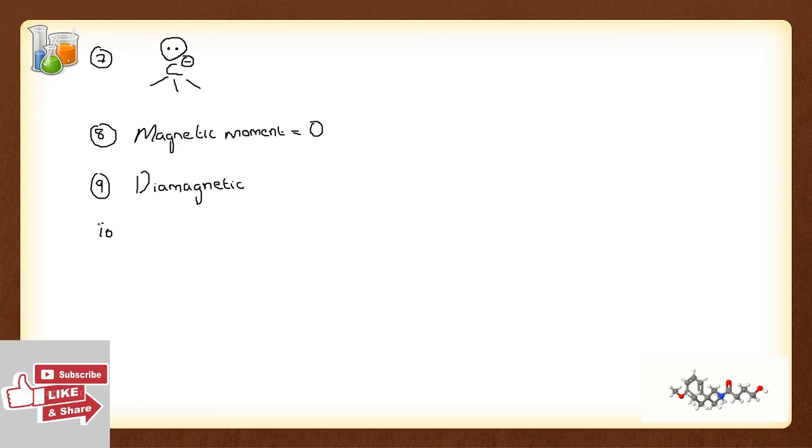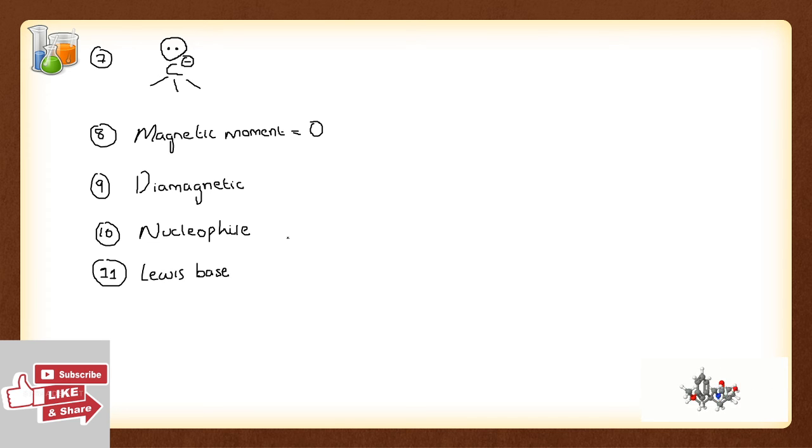Now the next point, the 10th point, is that carbanions are nucleophiles. They are nucleus-loving species, so they are nucleophiles. Now the 11th point regarding carbanion is that they are Lewis bases, because they are able to donate their electron pair.